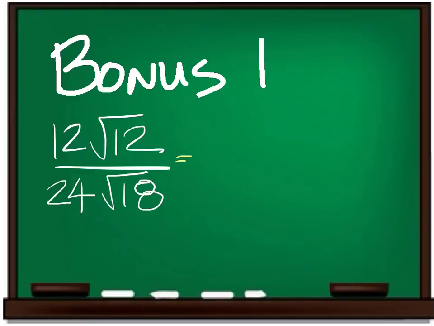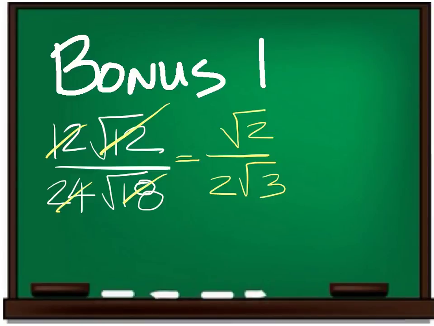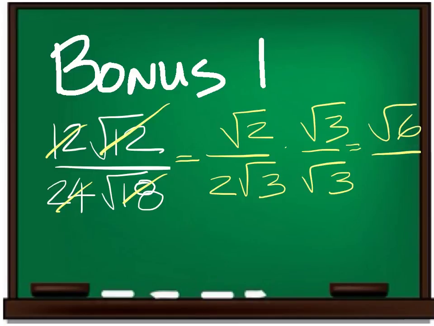On the bonus here, the 12 over 24 cancels to 1 over 2. These cancel to square root of 2 over square root of 3. Multiply the top and the bottom by the square root of 3 to get square root of 6 over 6. These create 3.